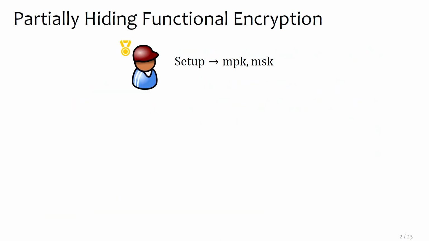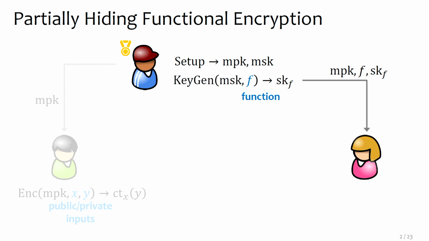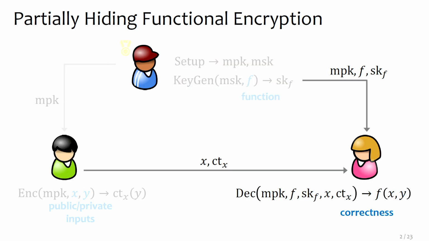Just jumping right into the definition, partially hiding functional encryption is a generalization that captures both functional encryption and attribute-based encryption. In such a system, you have an authority who sets up the system, generating the master public key and secret key. Using the master public key, anyone can encrypt a private input Y tied to a public input X. For any function, the authority can generate a secret key for that function. Given the secret key for the function and the ciphertext, you can compute the function applied on the public and private inputs.